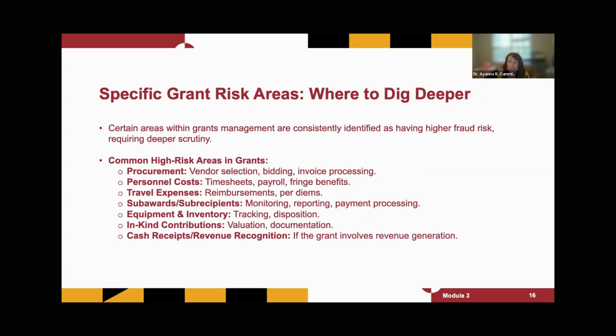Specific risk areas for grants and where to dig deeper are very important, as they consistently help us to identify whether we have higher fraud risk in these areas that might require more scrutiny. Those risk areas that are higher include procurement. As we go out and look for the products and supplies and services that we'll use from vendors and suppliers to be selected through bidding and so forth, we must ensure that that process in particular has a risk mitigation, quality assurance type of control in place.